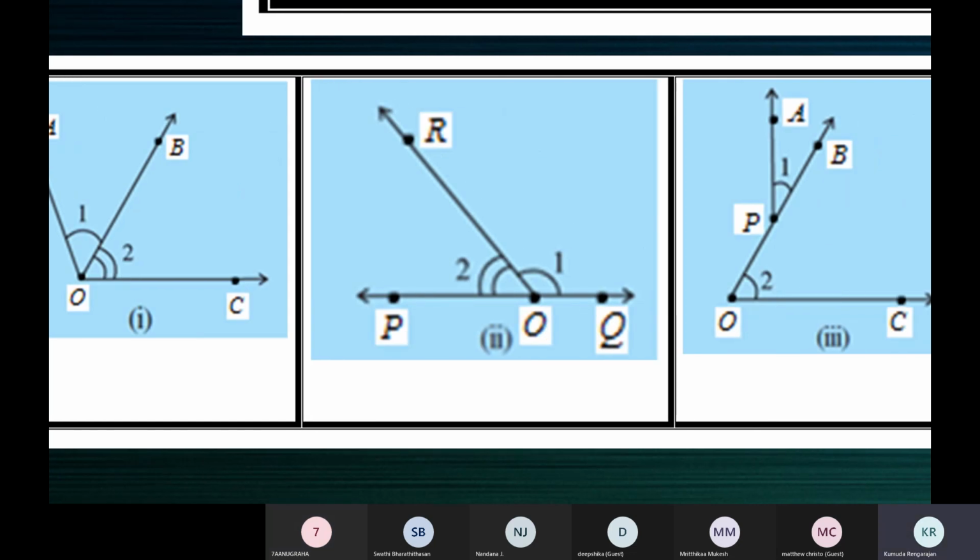Deepshika? Yes, ma'am. In figure 2, are angles 1 and 2 adjacent angles? One minute, ma'am.